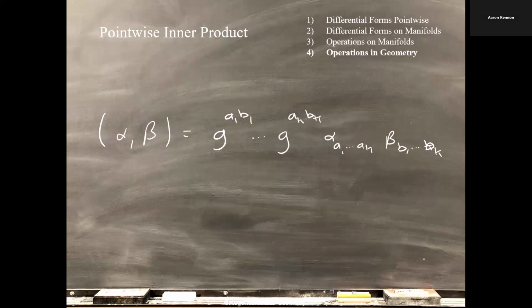Okay, so now none of these operations before required the data of a metric, but now let's talk about some which do. So we'll start with this pointwise notion of an inner product. So we have some metric g. We have differential forms of the same degree. And then what we do is we contract using the metric on the indices of the differential forms, and then this is an inner product.